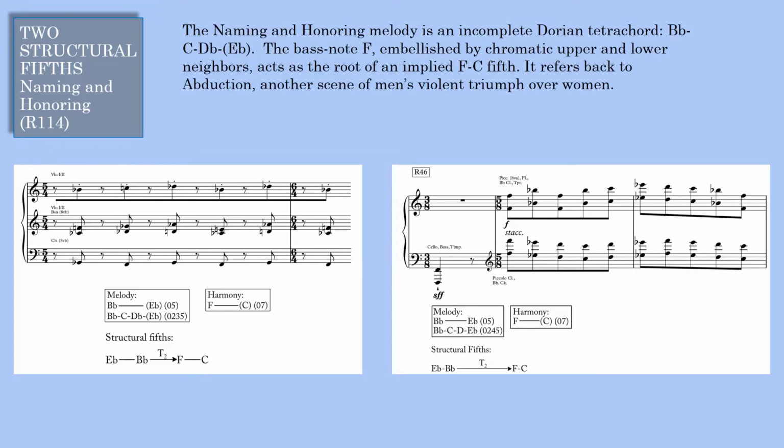The naming and honoring melody is an incomplete Dorian tetrachord, B flat, C, D flat, E flat. The bass note F, embellished by chromatic upper and lower neighbors, acts as the root of an implied F, C fifth. This particular combination refers back to abduction, another scene of men's violent triumph over women.